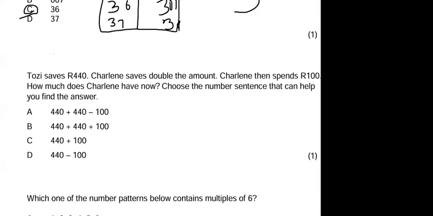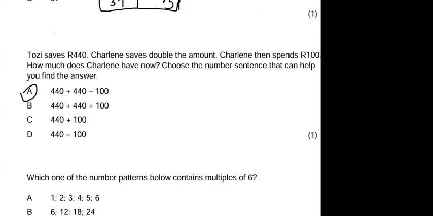So first, they say it should double. So if you double 440, times 2, well, they add. So you could add 440 plus 440. And if you spend 100, you minus, it's definitely A. So it's all in the reading, guys. Make sure you read it carefully.